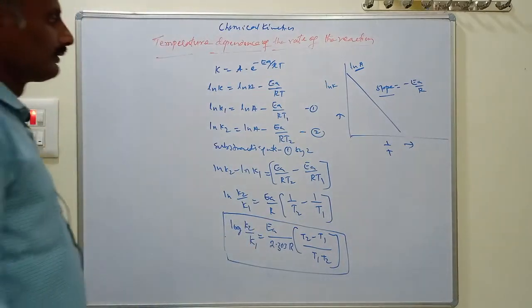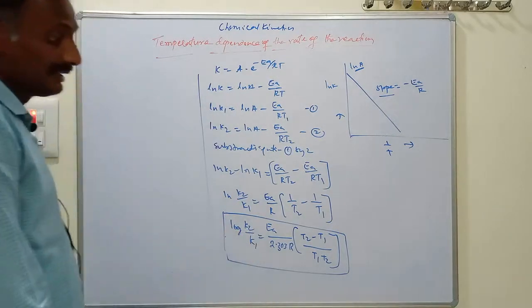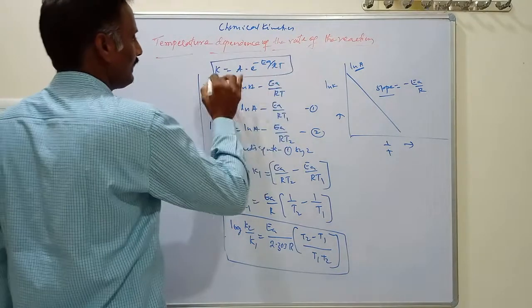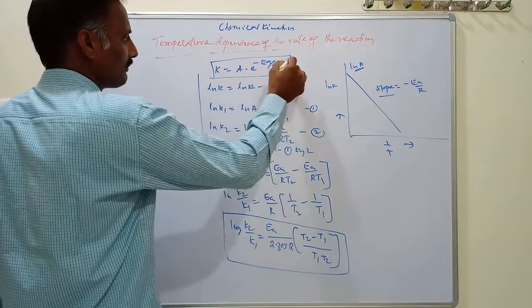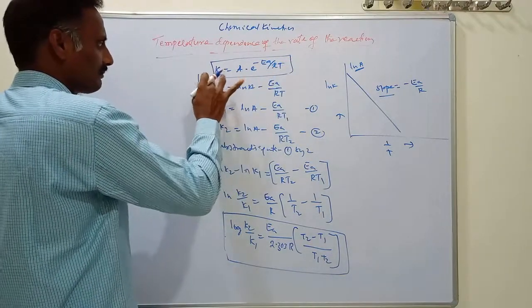This is one more form of writing the Arrhenius equation. This is the basic form of the equation: K equals A into e to the power of minus EA by RT. This type of question is asked in examinations for 2 marks: write the Arrhenius equation and mention the terms.